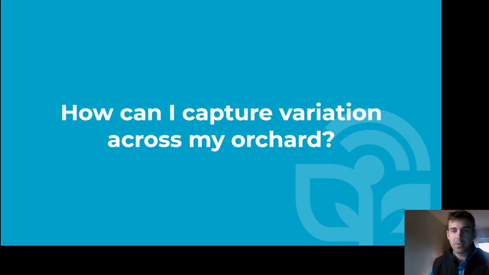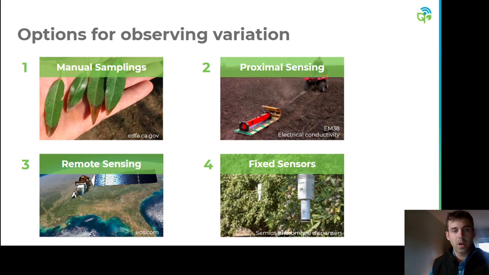So how can I capture variation across my orchard? There's four different things that I cluster here in four boxes. The first one is the manual samplings, and I took as an example the nutrient analysis. Most of you probably already do this. And you can take this as an example, but there's many others, such as, for instance, taking yield assessments or recording flowering. It doesn't have to be something complicated.